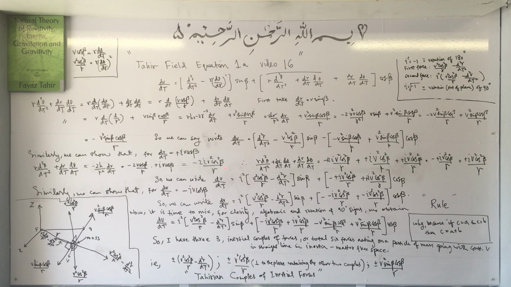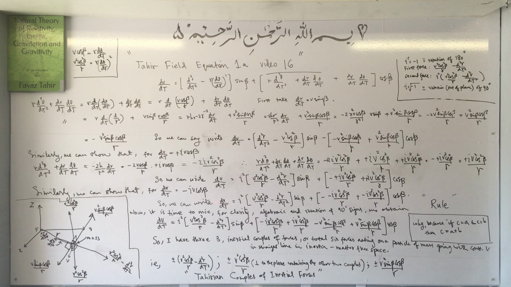Okay, so we can also write dv over dt is equal to iota square. If we take minus 1 common here, minus 1 is equal to iota square, rotation of 180 degrees. So iota square v square cos square beta over r minus d square r over dt square sine beta, plus then we write these two terms, minus plus iota v square cos square beta over r plus iota v square cos square beta over r into cos beta. So we can write dv over dt is equal to iota square, which is rotation of 180 degrees, minus d square r over dt square sine beta, plus bracket minus iota v square cos square beta over r plus minus iota v square cos square beta over r cos beta.